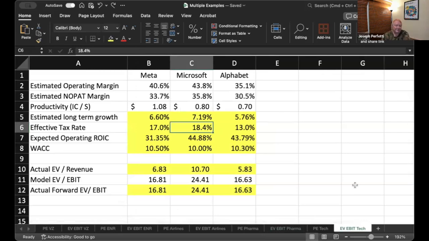All right, Meta versus Microsoft. Batter up. Somebody tell me. $6.8 at Meta, 10.7 EV to revenue at Microsoft. Why is Microsoft at a premium to Meta for EV to revenue?